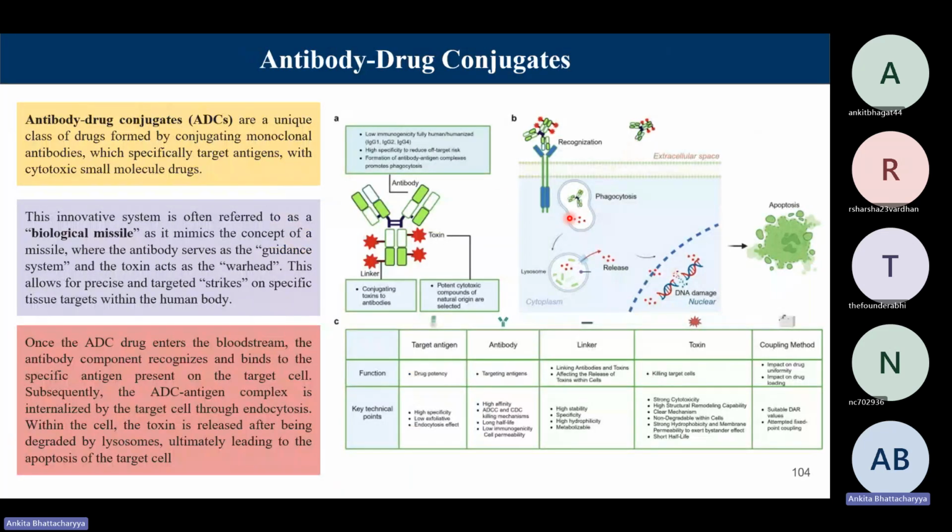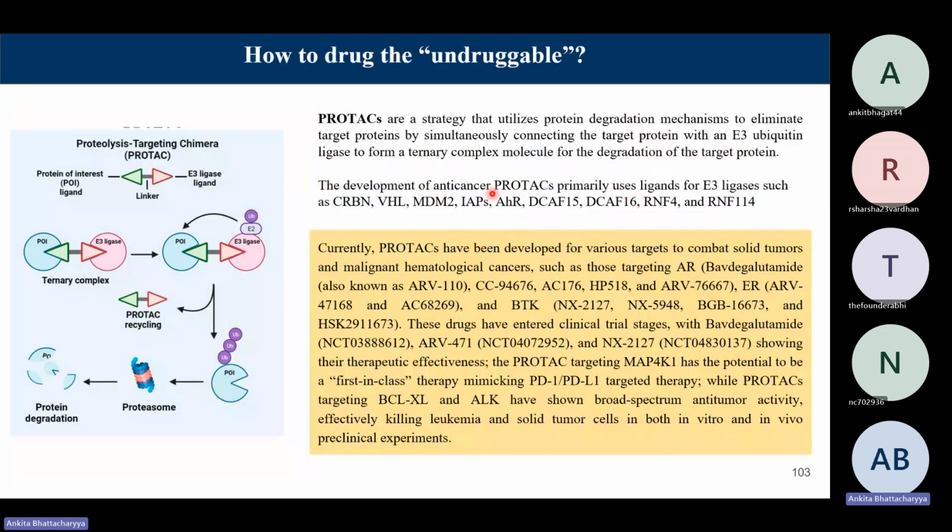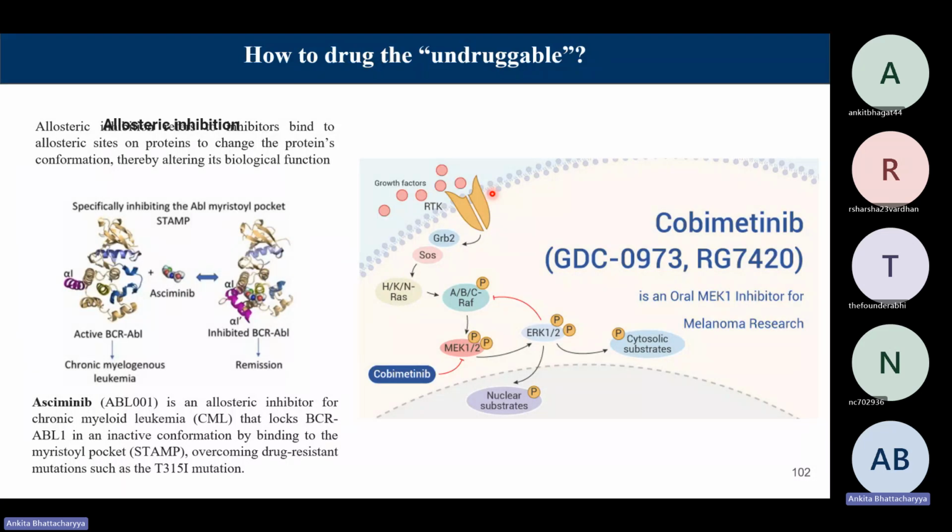We'll move on to antibody drug conjugates soon, but if anybody has any doubts from PROTACs and from what we understood about allosteric inhibition, please let me know. Why is it called undruggable?